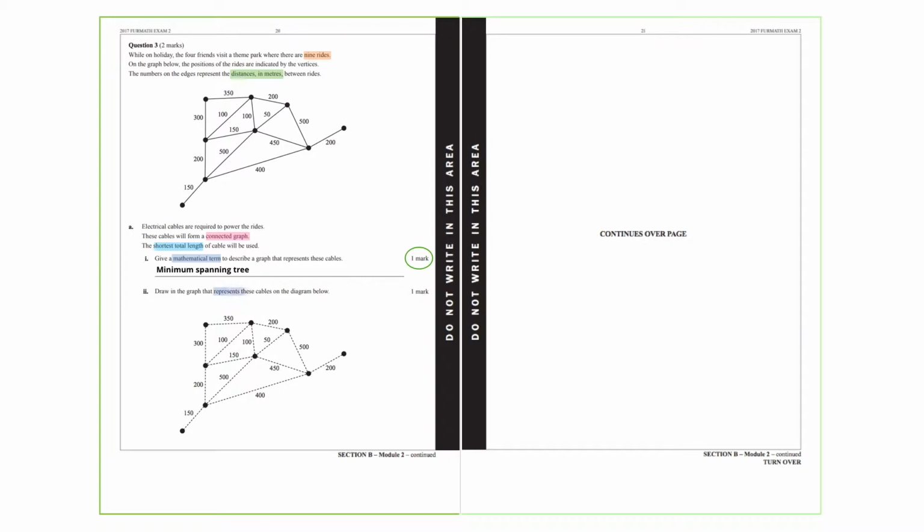Part 2i. Draw the graph that represents these cables on the diagram below. Start with the vertices that are connected to the graph by one edge only. Then continue to connect the vertices with shortest distances, like 50 and 100. And now complete the tree by making the last connections. This question is worth 1 mark for the correct minimum spanning tree.